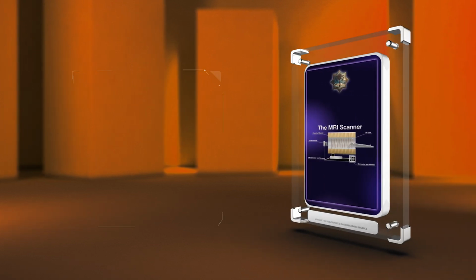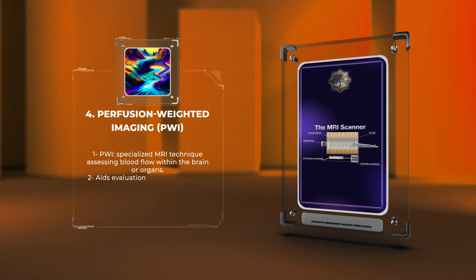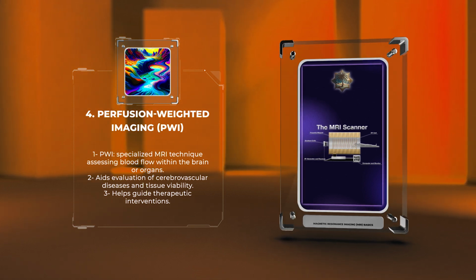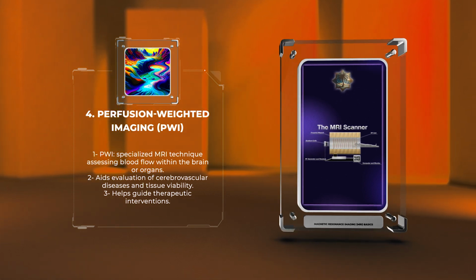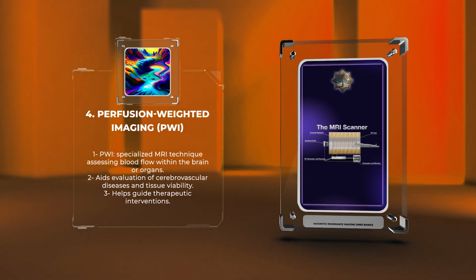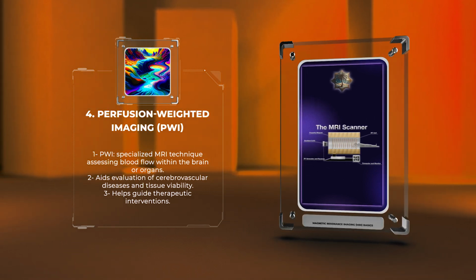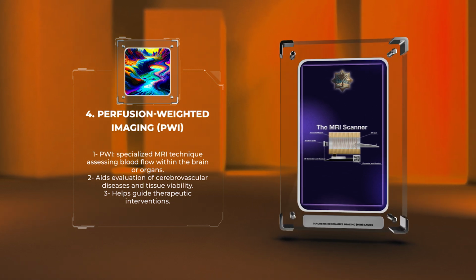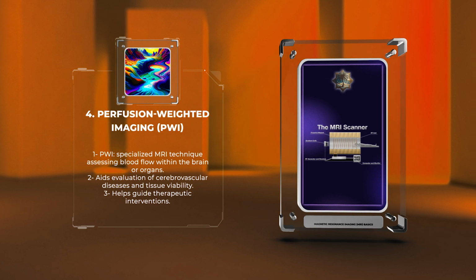Perfusion-weighted imaging, PWI, is a specialized MRI technique that assesses blood flow within the brain or other organs. By tracking the distribution and speed of contrast agents, PWI aids in the evaluation of cerebrovascular diseases, such as ischemia, vasospasm, and tumor perfusion. It provides valuable information about tissue viability and helps guide therapeutic interventions.